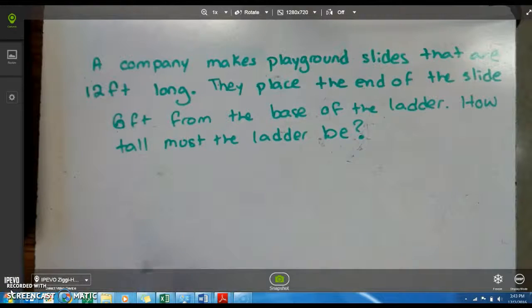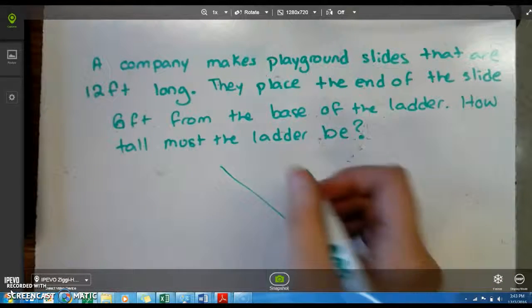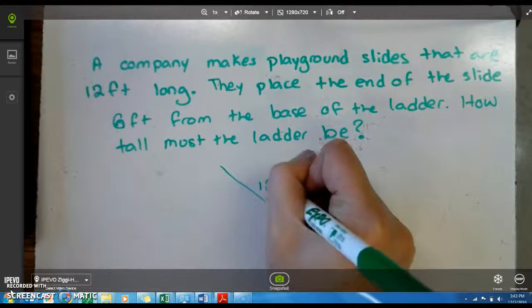Okay, so here's a word problem for the Pythagorean theorem. A company makes playground slides that are 12 feet long. They place the end of the slide 6 feet from the base of the ladder. How tall must the ladder be? So everybody knows what a slide looks like. It's going to go down this way, and we know that that is 12 feet long, right?